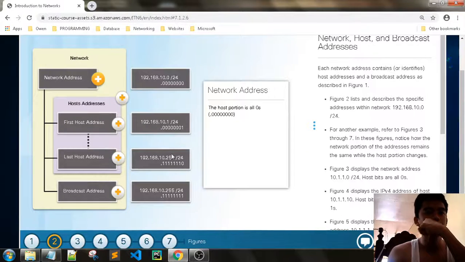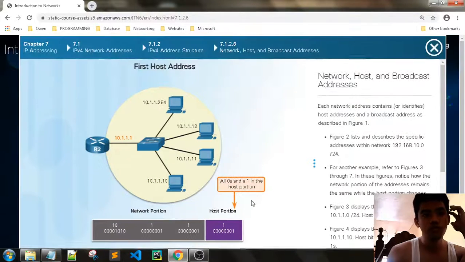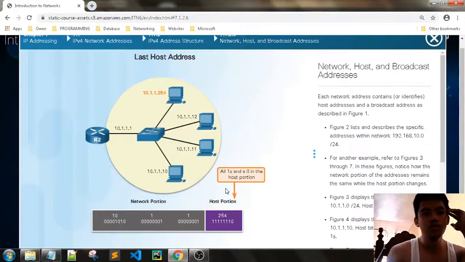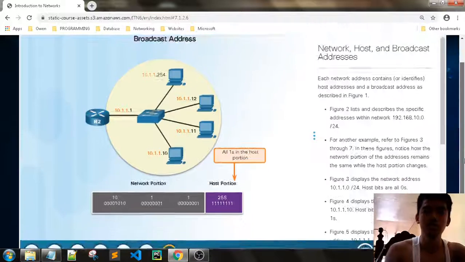So in /24 we have .1, then .254 as the last host and .255 as the broadcast. The network address is all zeros in the host portion. The host address is unique in the network. The first host address is the first host in the local network, then the last host and the broadcast. So it's all ones, and all the nodes in the network would be receiving the messages.